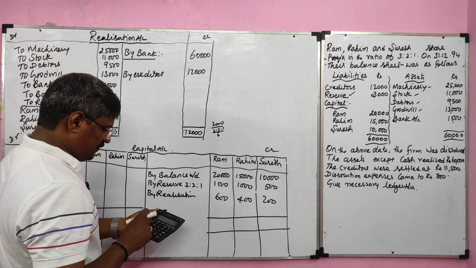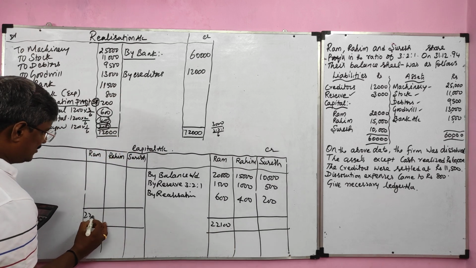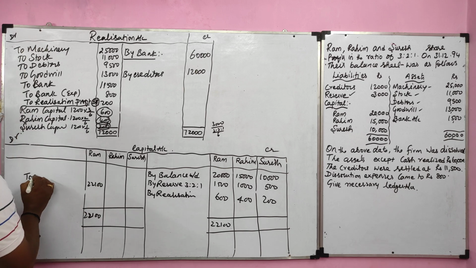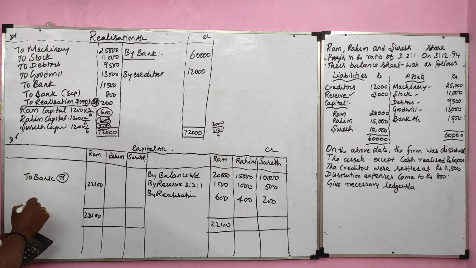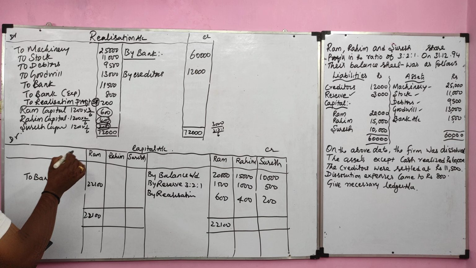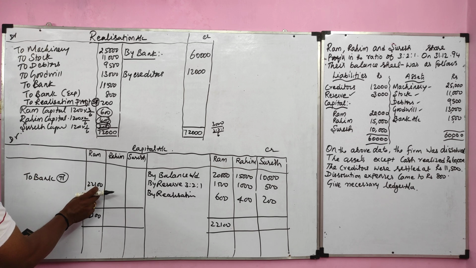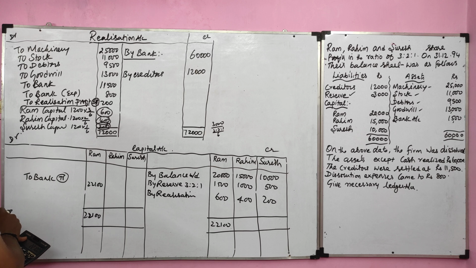20,000 plus 1,500 plus 600 is 22,100. So the balance of the partner's capital should be transferred to the bank account or cash account. For this, the entry is Ram's capital account debit to bank. Students, this is the surplus funds available for Ram. The entry is Ram capital account to bank 22,100. The narration is excess money paid to Ram.